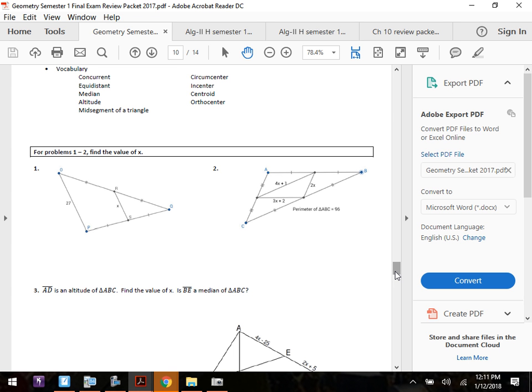Equidistant, things that were equal in distance. Median. The median was a segment that was drawn from a vertex to a midpoint. An altitude was a segment that was drawn from a vertex to a right angle. The mid-segments of a triangle were the 3 segments that connected midpoints. Then you had the circumcenter, incenter, centroid, and orthocenter. And that was dependent upon which one of them met where.